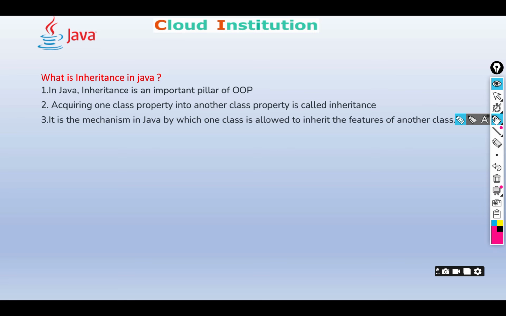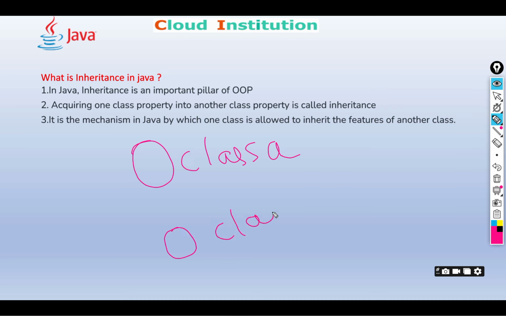Let me see. For example, I have one class here called class A. Now I have another class within the same file, class B. There are two classes. This class has different properties and that class has different properties. When class B acquires the properties of class A, it is called inheritance.